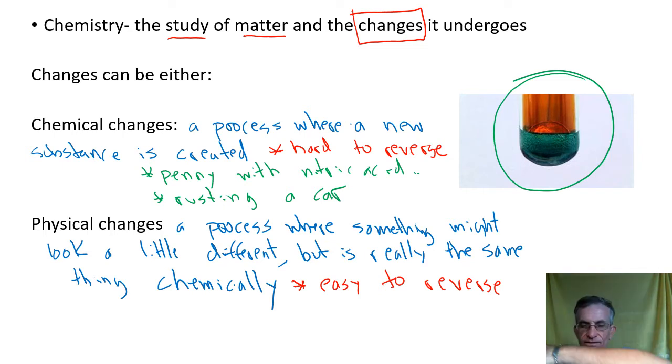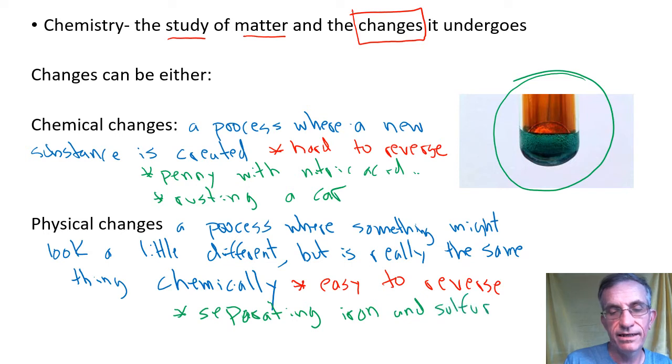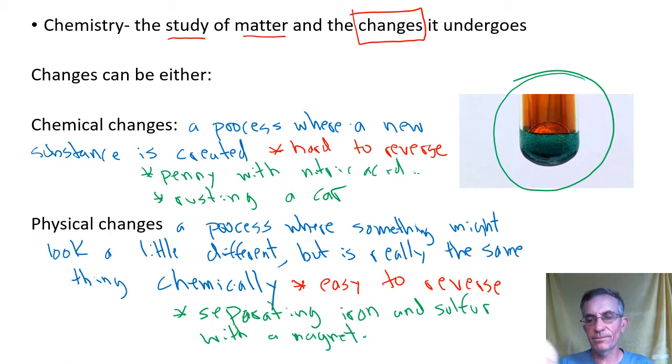All right, hopefully that rings a bell. So that's a physical change because I didn't really make anything new. I just took the iron away from the sulfur, separating iron and sulfur, we'll say, with a magnet. If I wanted to, after I used the magnet, I could pour the iron back in and I'd have my original sample again, right? After I got the iron out, I could just throw it back in and be back where I started. Easy to reverse.